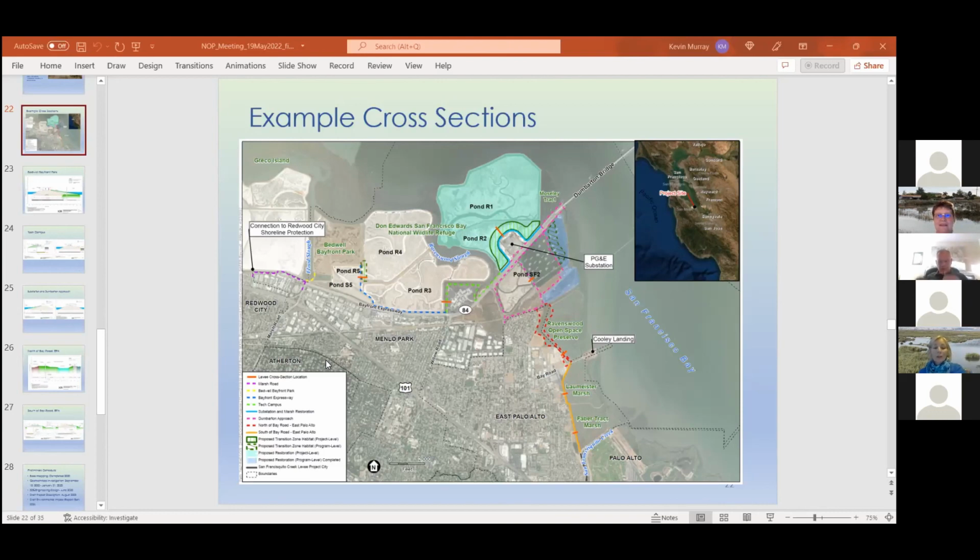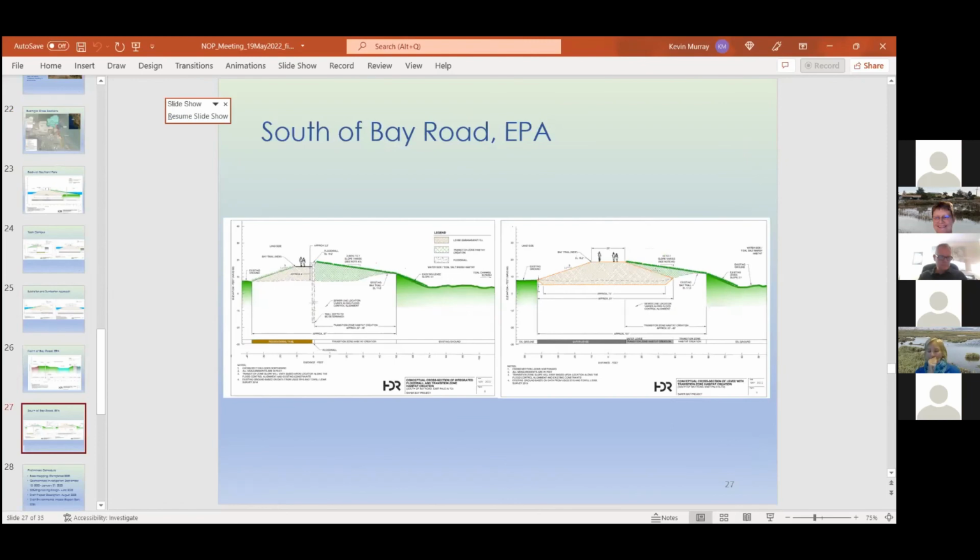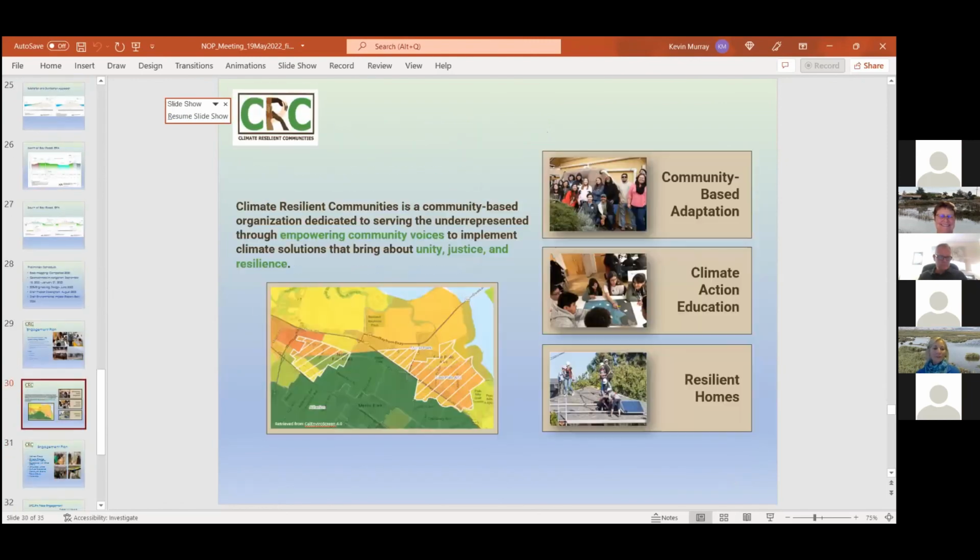I just wanted to point out that the cross-sections and the NOP itself are already up on our website, and the cross-sections are within the NOP that's available, and you can download it or take a look at it. There's also a hard copy in the Belhaven Library and the Menlo Park Library. Yes, thank you.